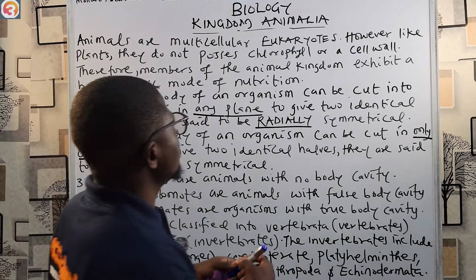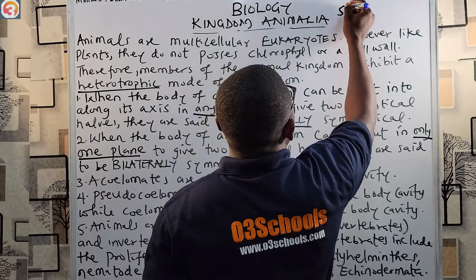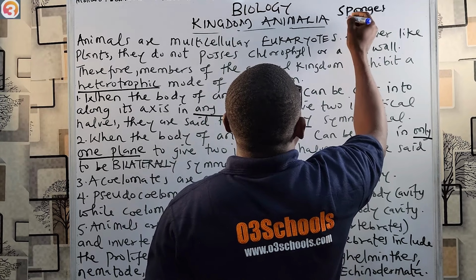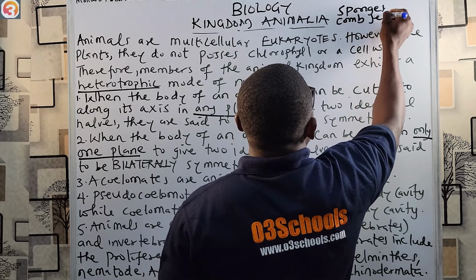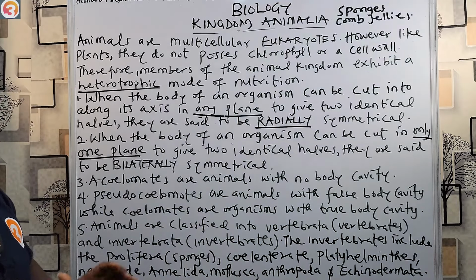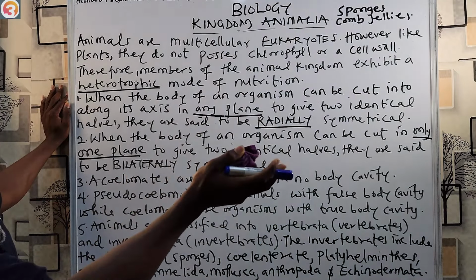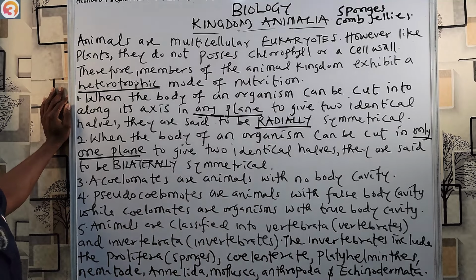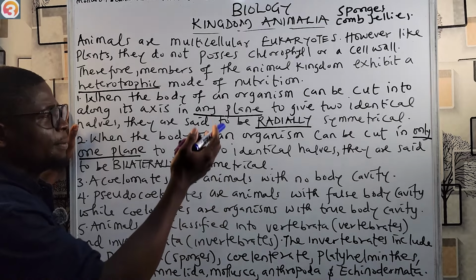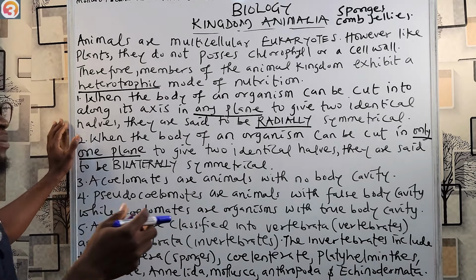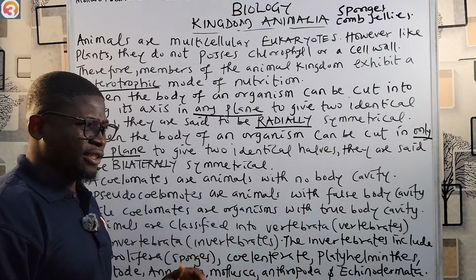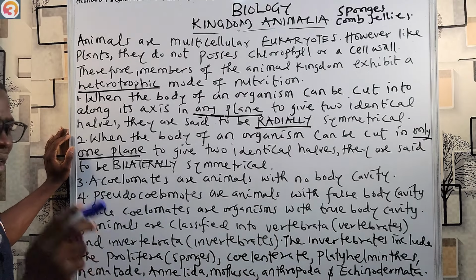Examples of acoelomates are sponges, comb jellies, and even jellyfish. Sponges, comb jellies, jellyfish, even platyhelminths. Platyhelminths are flatworms. They're examples of acoelomates, animals that have no body cavity. Simple as ABC. Acoelomates are animals that have no body cavity.